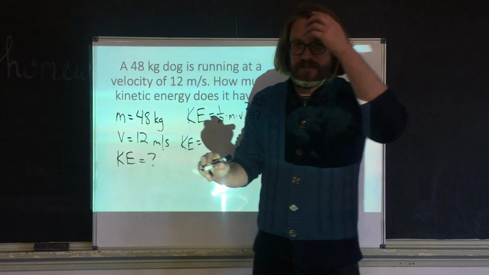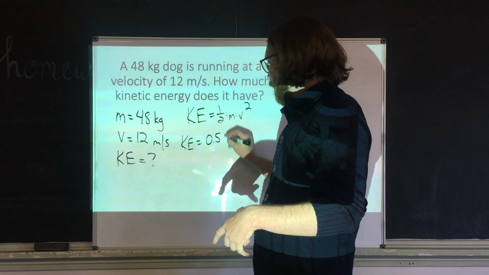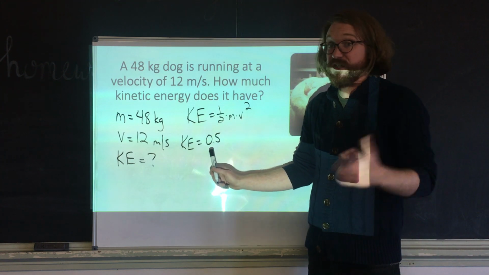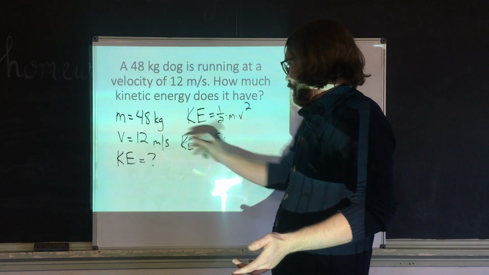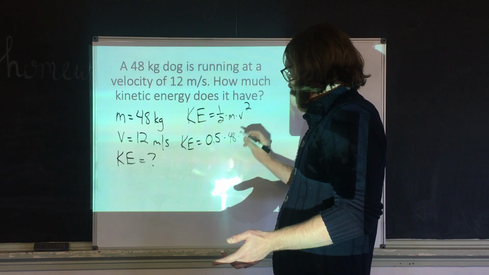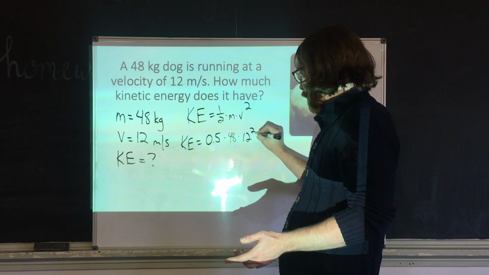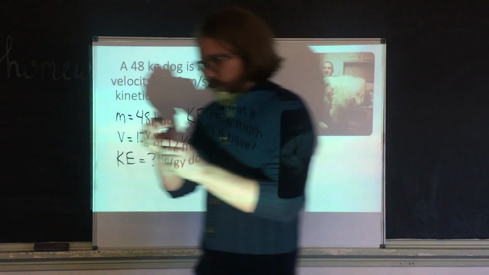And I always like to write 1/2 as 0.5. 1/2 and 0.5 are the same thing, and this is much easier to put into a calculator. We're going to multiply that by our mass, which is 48, and we're going to multiply that by our velocity, which is 12 squared. Boom. So we have 0.5 times 48 times 12 squared.